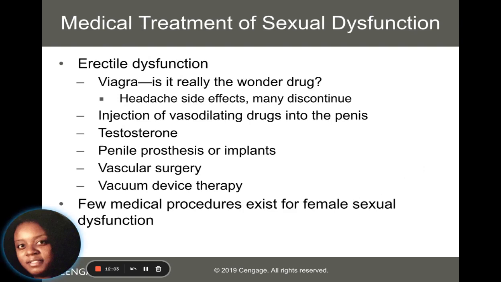There are also some medical treatments we can have for those sexual dysfunction disorders. Drugs like Viagra have been found to be effective with erectile dysfunction, but there are some side effects, so many times people will discontinue use. Increasing levels of testosterone or other injectable drugs into the penis have also been found to be helpful. Having surgeries and going through vacuum device therapies as well. There are a few medical procedures that exist in the same way that work for female sexual dysfunction disorders.